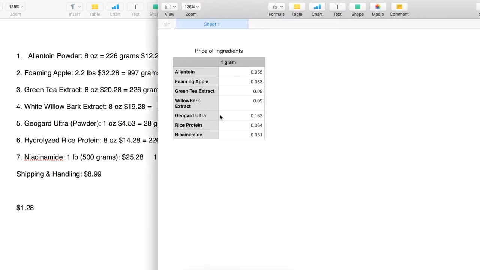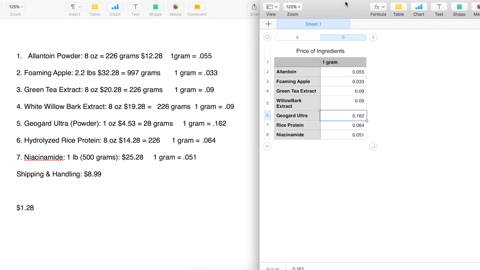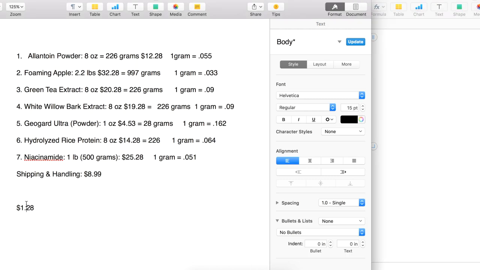All right, so did you guys pause it and do this? Because I did. All right, so let's go over the answers, class. So GeoGuard is 0.162. How'd you do? Did you get it right? Did you get it wrong? Let's talk over a couple things. Did you make sure you added the shipping cost into the total? And did you use a total of 28 grams? And did you check your work and see if you needed to add another little number after the decimal?